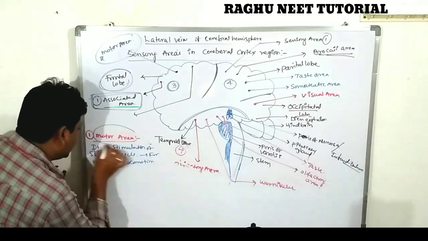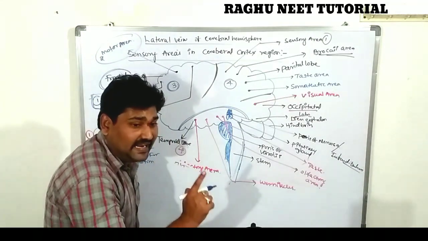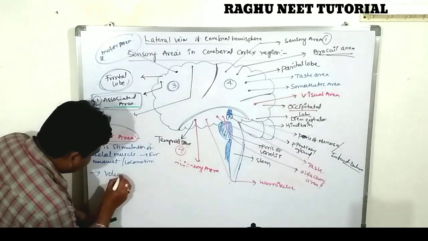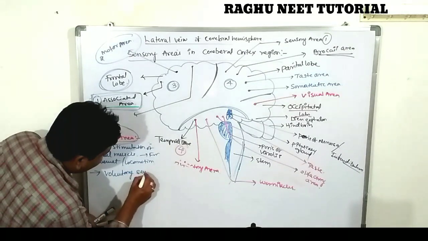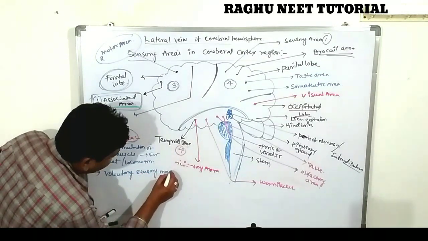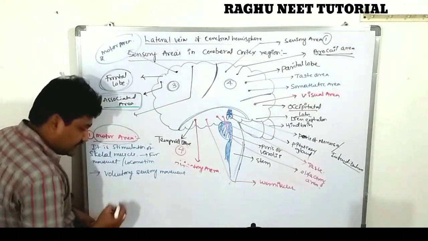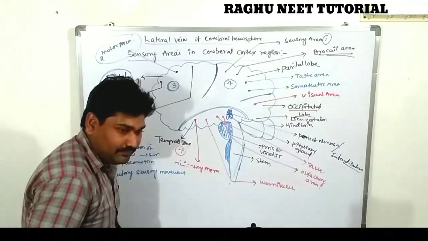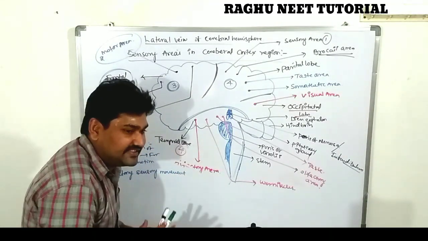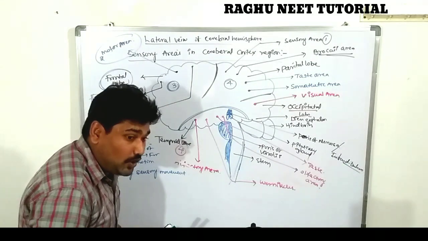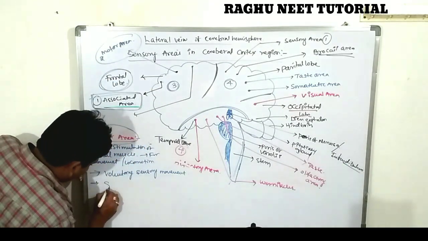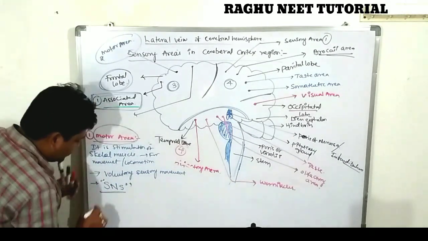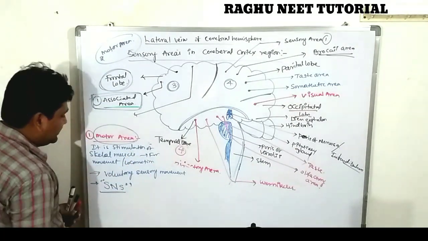This type of area is known for voluntary movements. These are voluntary movements. This motor area, the skeletal muscle, is controlled by the somatic nervous system. This is known as the motor area.